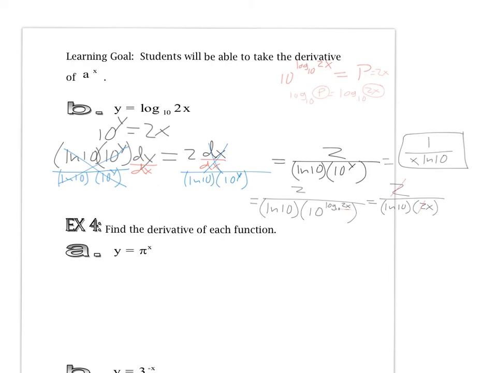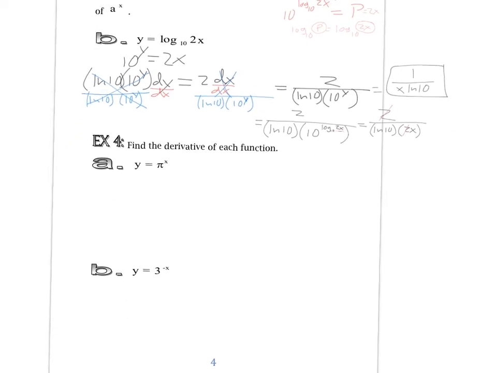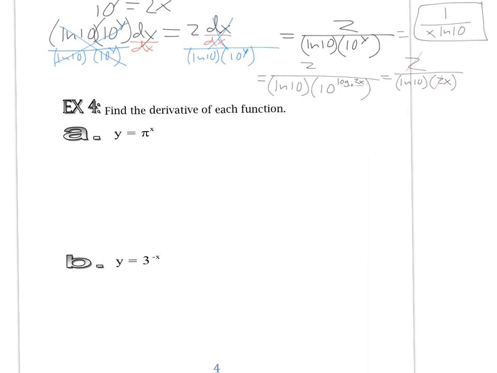Pretty nasty problem. Okay, there's 2 more here. I think you guys can try those ones on your own. Pause the video, give it a shot, and then just unpause it when you're ready to check your work.